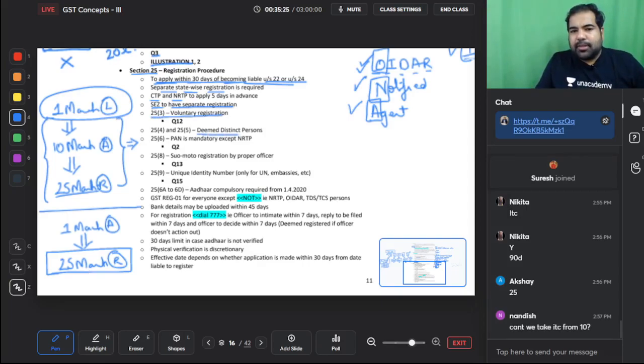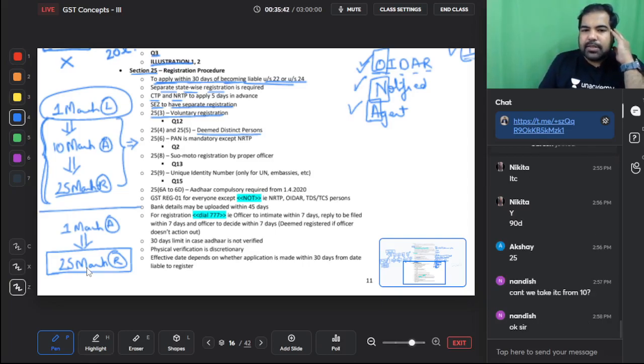Guys, deemed distinct persons, which we already know, under the same PAN, can we take ITC from 10th? You can take ITC from the 1st, because you are registered, and the effective date is 1st of March. Deemed distinct persons, as we've understood, are entities under the same PAN in different states, all of them registered, and they are deemed distinct persons.